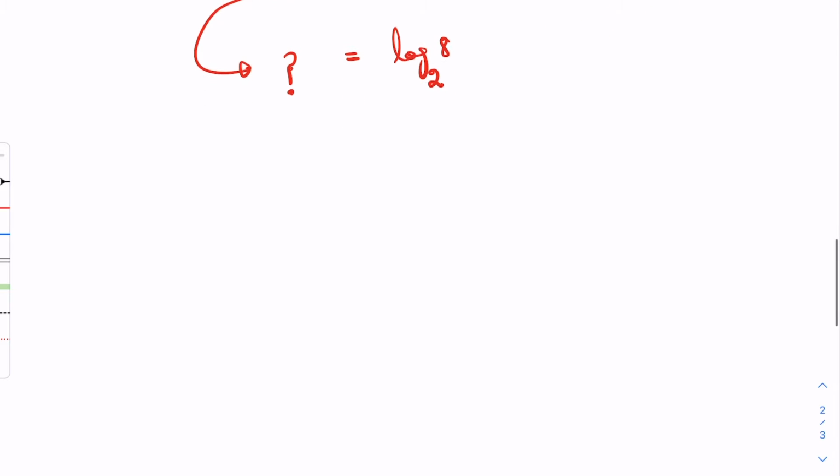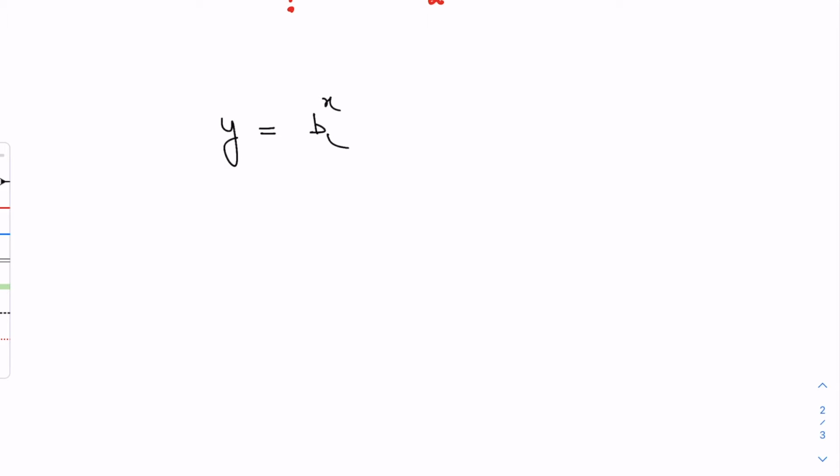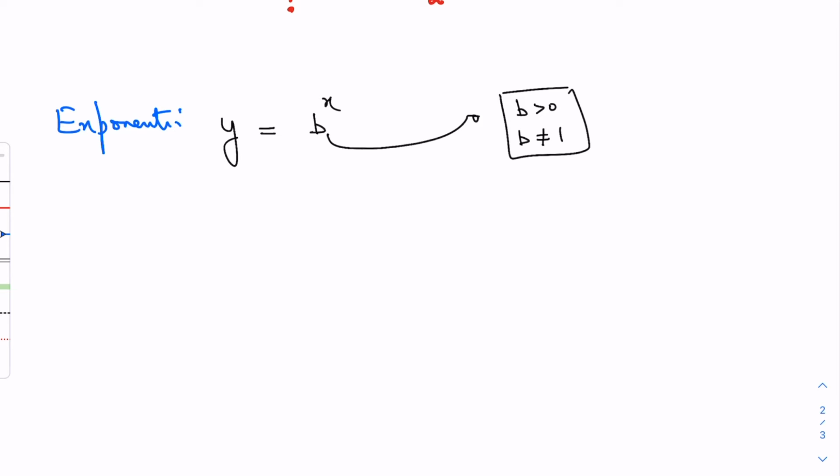So when I write y is equal to b power x, I will always assume that this b is positive and b is not equal to 1, which essentially means that either the base is between 0 and 1 or the base is greater than 1. So we are talking about both the families. This is what we call the exponential format, and we are used to writing this type of format.